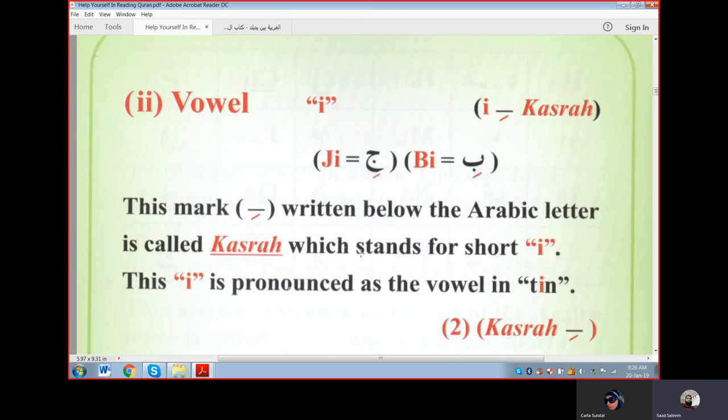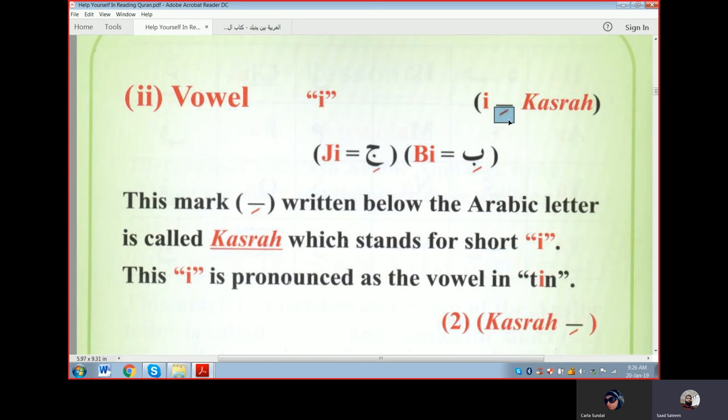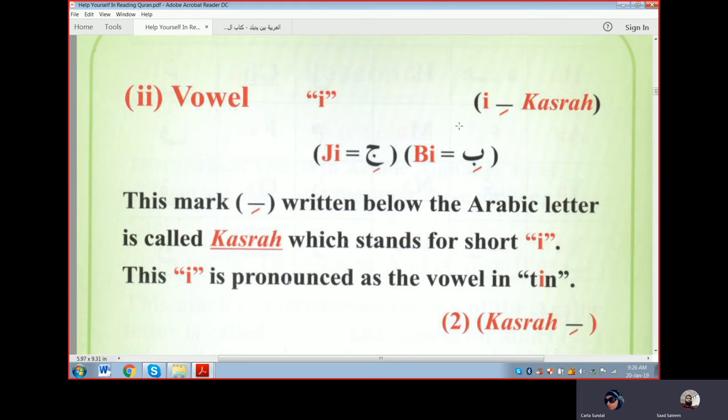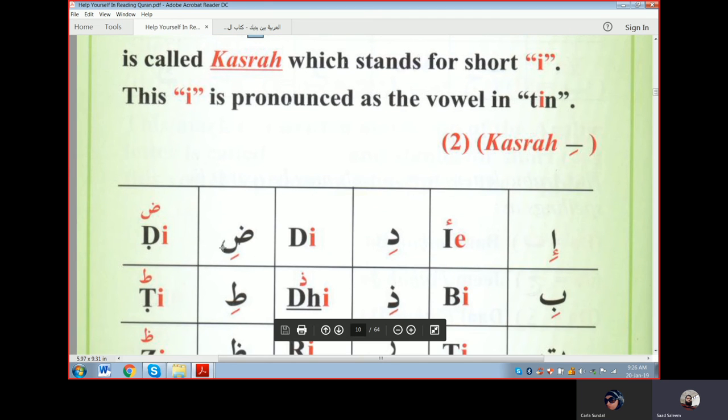Now proceed to the second short vowel, which is kasra. You see that the shape of both these short vowels is the same, but the difference is that fatha is written on the alphabet and kasra is written under the alphabet. So this is the difference between both vowels. Yes, this mark is called kasra, and it's at the bottom. For example, here in all these alphabets, kasra is written under the alphabet. Fatha is written on the alphabet, but kasra is written under the alphabet. Did you understand? Yes, I think so. Okay, good.